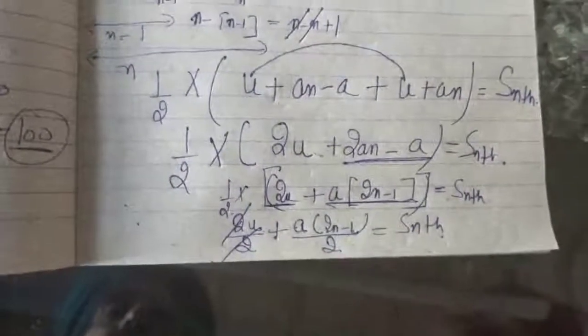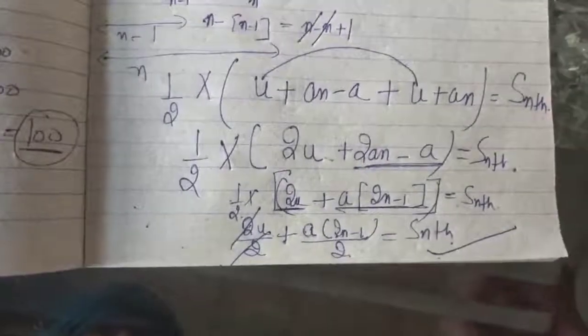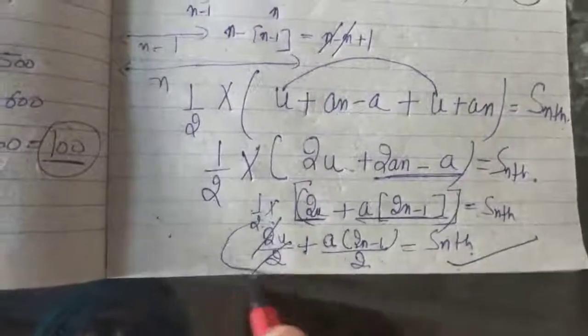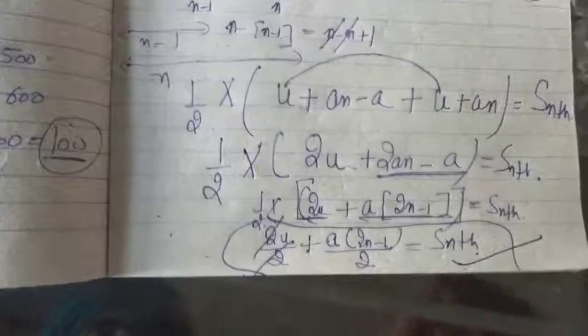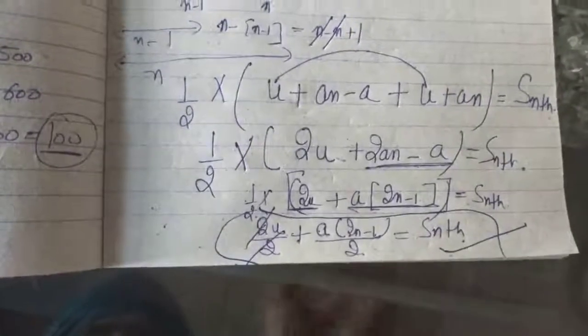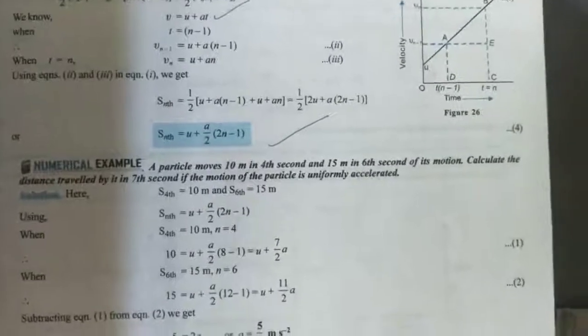So this is the relation. This is the distance covered in the nth second. This is a very important relation. Distance covered in the nth second. So note down the numerical based on this nth concept.